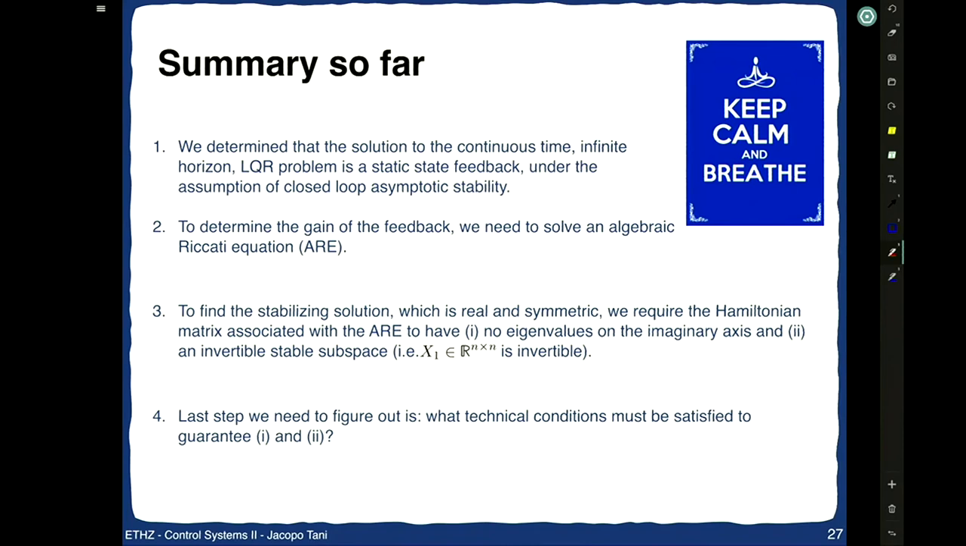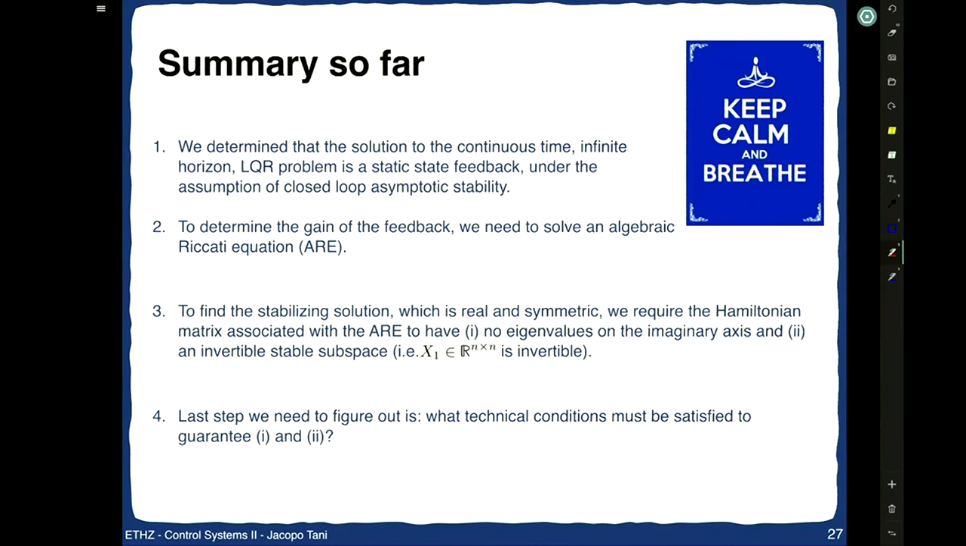And in order to find the actual coefficient of the state feedback, the gain, we have to find this matrix P. And to find the matrix P, we had to solve this messy algebraic Riccati equation. And it turns out that in order for the algebraic Riccati equation to have a P that we like, that is stabilizing and symmetric and has the nice properties, two conditions have to apply. The Hamiltonian matrix associated with the algebraic Riccati equation needs to have no eigenvalues on the imaginary axis, and the subspace X1 needs to be invertible.